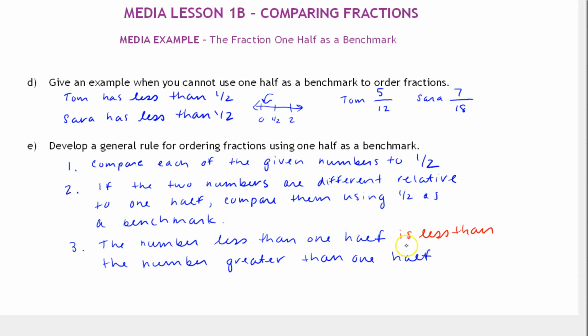Okay, so notice I changed colors here because we were saying less than and greater than a lot, and I wanted you to see how we're comparing them. So we have two numbers. They're different relative to 1/2, meaning one is less than or equal to and one is greater than or equal to. So then the number that's less than 1/2 must be less than the number greater than 1/2. So at first this may take a little time to adjust to using 1/2 as a benchmark, but it's incredibly useful to be able to make these distinctions without having to rewrite everything with common denominators.